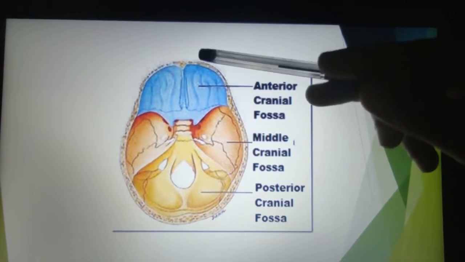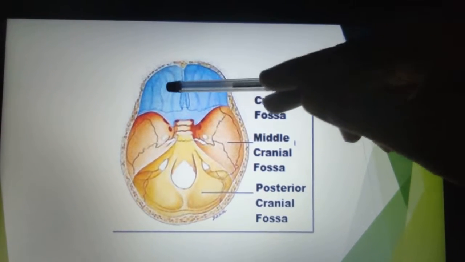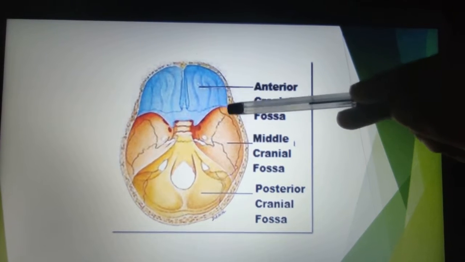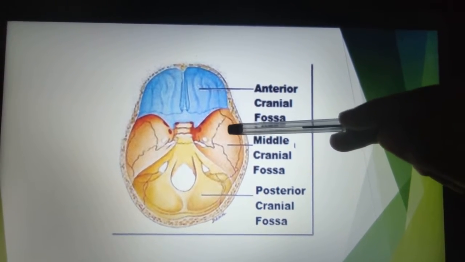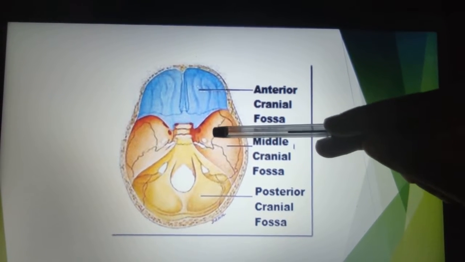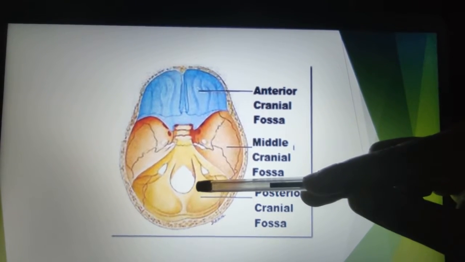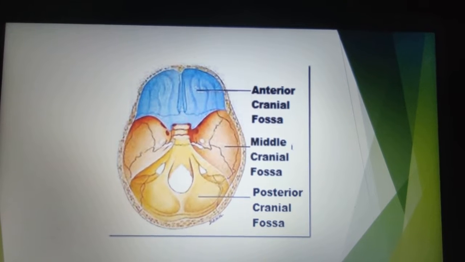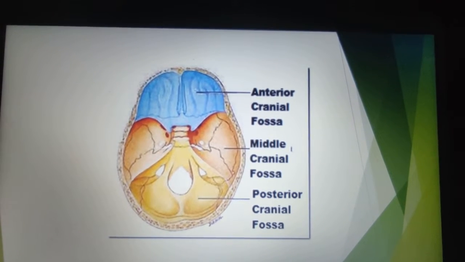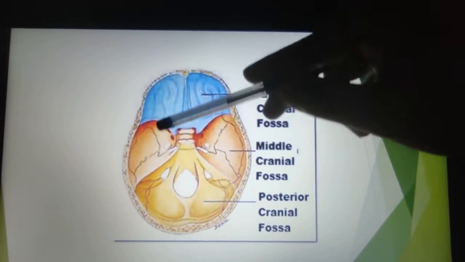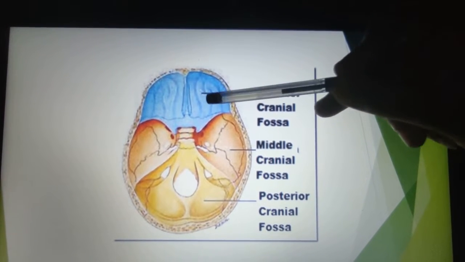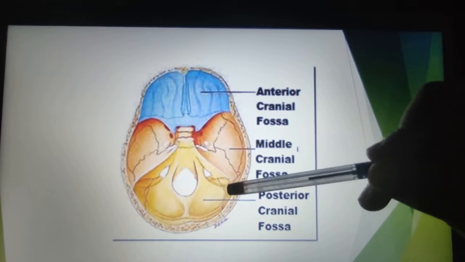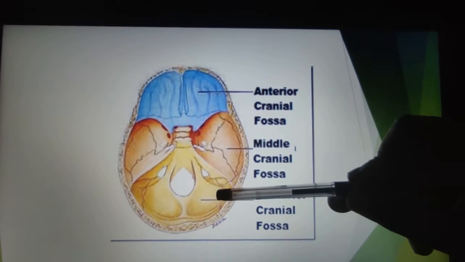The anterior cranial fossa lodges the frontal lobe of the cerebrum. The middle cranial fossa lodges the two temporal lobes of the brain. The posterior cranial fossa lodges the occipital lobe. So this is the interior of the skull. How is it divided? It is divided into anterior cranial fossa, middle cranial fossa and posterior cranial fossa.